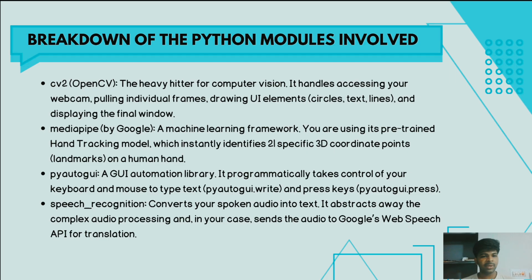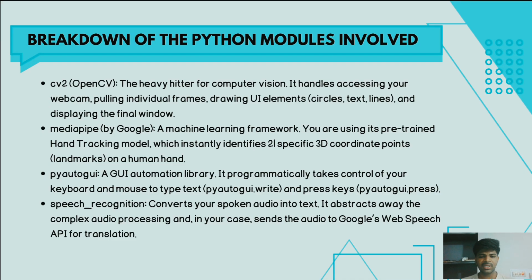So moving forward, let's see the breakdown of the Python modules involved in this project. So first is CV2, which is an open-source library which helps us to work with computer vision. It handles accessing your webcam, pulling individual frames, and drawing UI elements, for example, circles, text, lines, and displaying your frame window. And the second one is MediaPipe by Google, a machine learning framework.